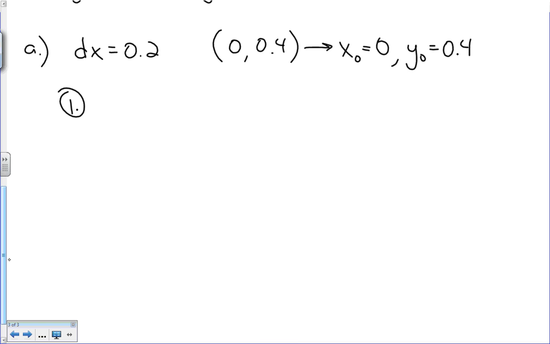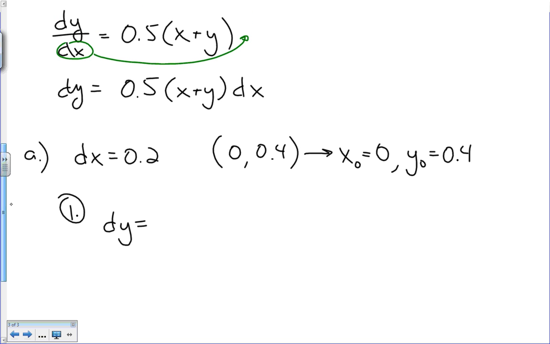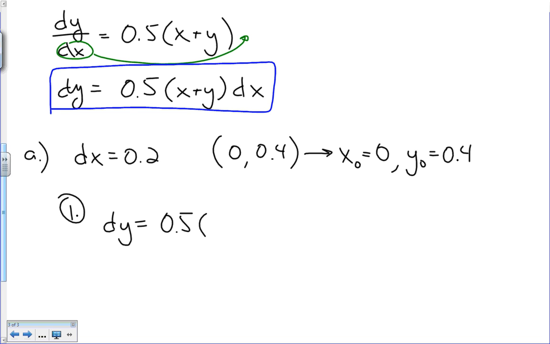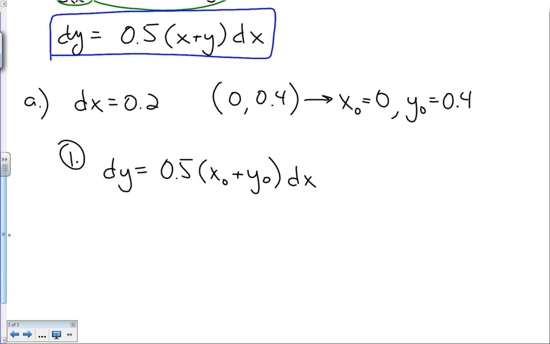So the first thing we need to do is to find out what dy equals. To find out what dy equals, you take your x, your y, and your dx, and you plug it into your equation here for what dy is equal to. Plug it into this guy right here. So dy is equal to 0.5 times x plus y. Actually, I'm going to write it out this way first. We'll call it x sub 0 plus y sub 0 times your dx. Go ahead and write the formula, and then we'll plug in the values.